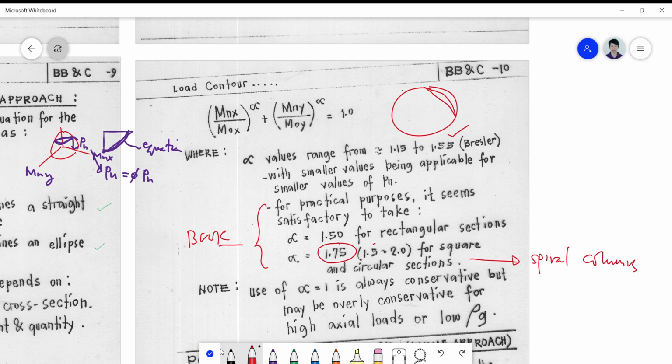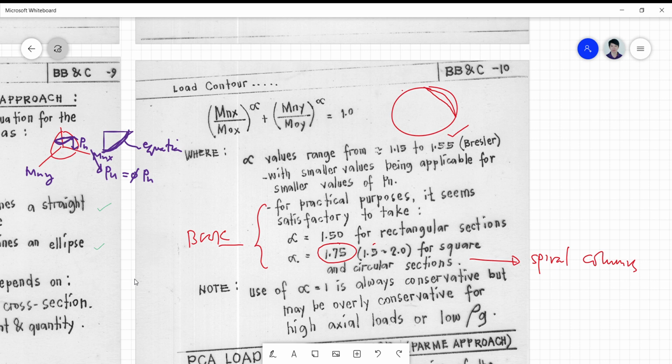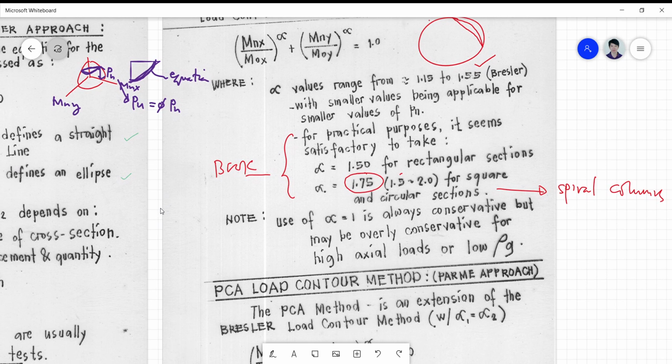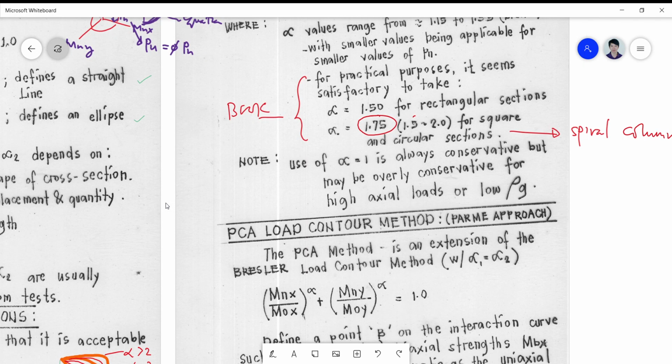Okay, so of course, if you want to study more, a lot of research were made here, you can extend your understanding on what particular alpha to use in your design. So use of alpha equals 1 is always conservative but very expensive. So masyado namang conservative yung 1. Pero pwede na rin kung gusto mong safe na safe.